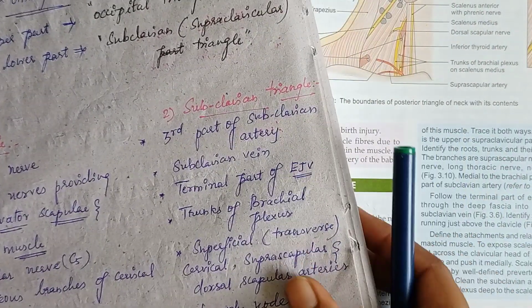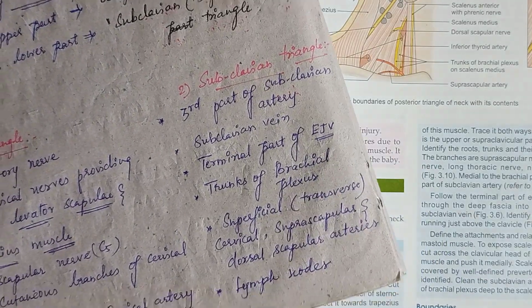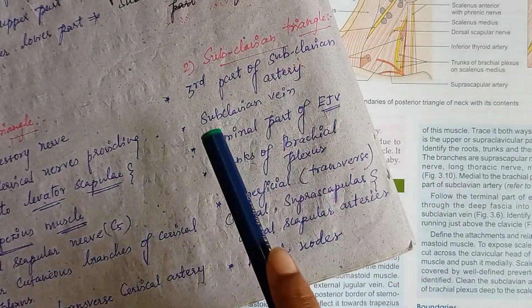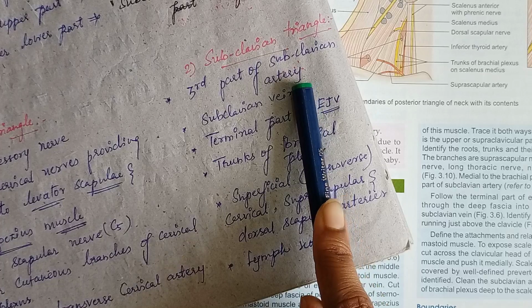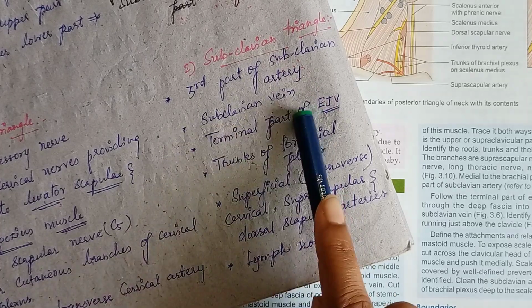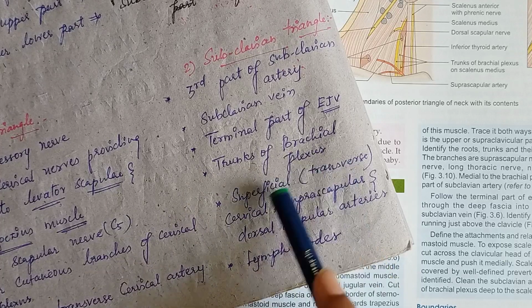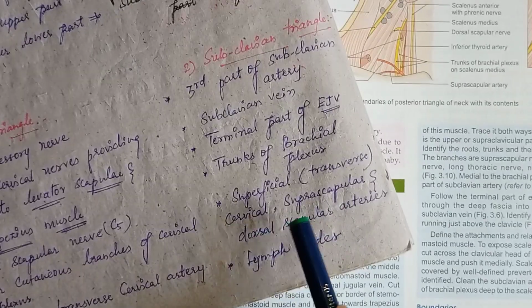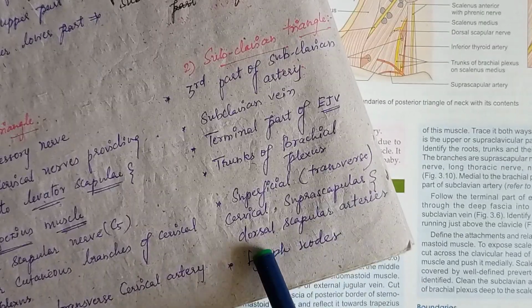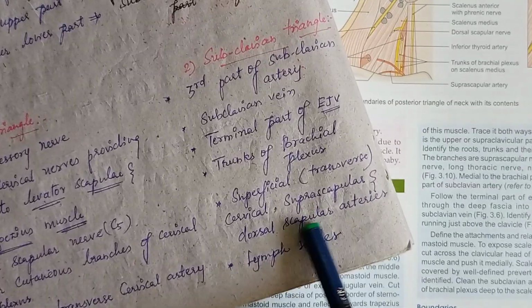Now the subclavian triangle contents. Which structures are present in the subclavian triangle? They are the third part of the subclavian artery and subclavian vein, the terminal part of the external jugular vein, the trunk of the brachial plexus, the superficial cervical, suprascapular and dorsal scapular arteries, and lymph nodes are also present.